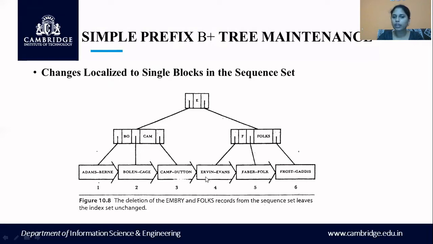If you are going to delete Folks, which may be present between block number 5 and block number 6, it is not going to cause any changes in the index set. The changes are going to be within the sequence set itself. So this is one kind of maintenance. The first kind of maintenance is the changes which are limited to the inside of the blocks of the sequence set. It is not going to affect your index set.